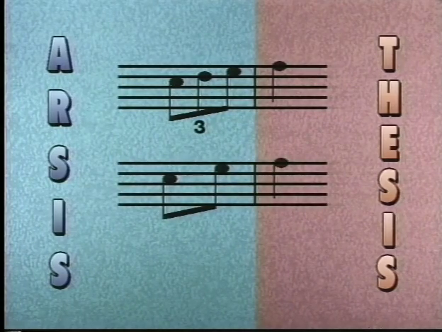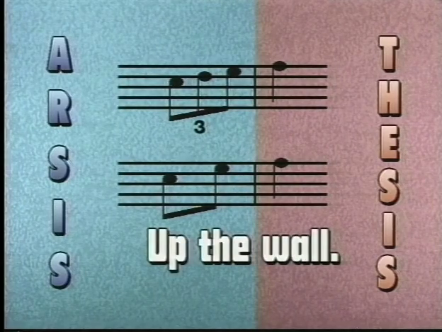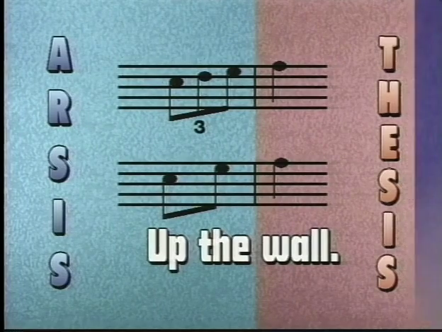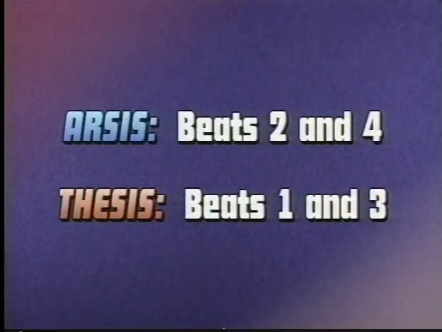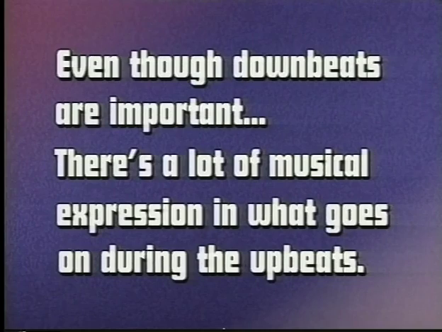The bottom group of notes has the same flow as the prepositional phrase up the wall. The arsis words up and the play the same role as the two arsis eighth notes, and the thesis word wall plays the same role as the thesis quarter note. In music, an arsis frequently occurs on beats 2 and 4, and a thesis on beats 1 and 3. What it all boils down to is even though downbeats are important, there's a lot of musical expression in what goes on during the upbeats.